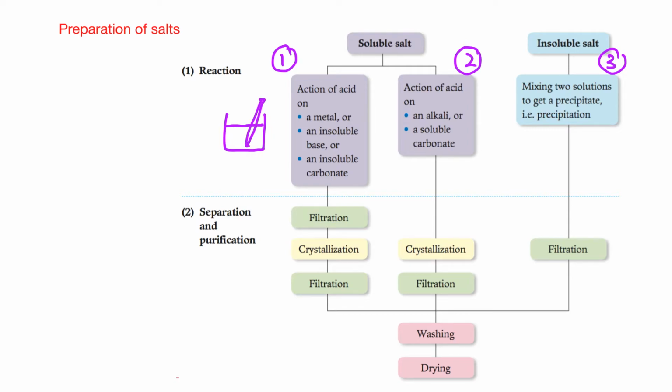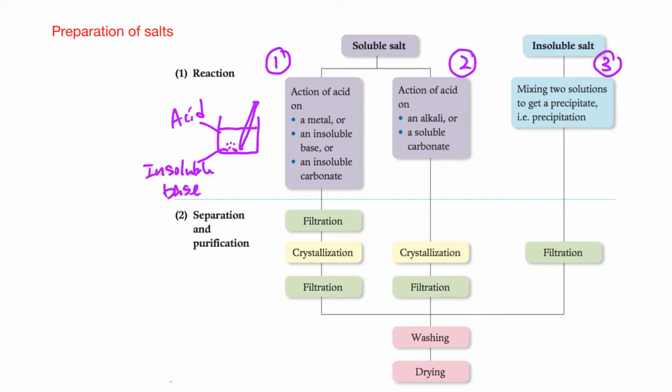We add some insoluble base into acid. So basically, the first setup would look like this, adding some solid into the acid. The second one is adding alkaline or soluble carbonate into acid. That means liquid into liquid. So for setup 2, we will have a setup like this.